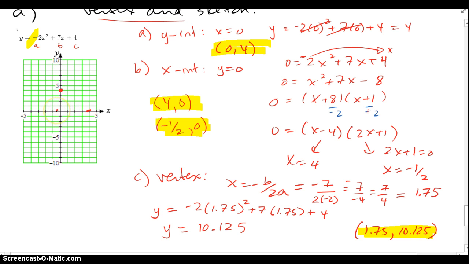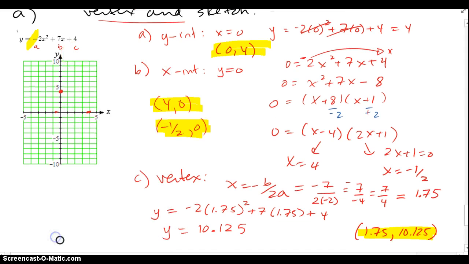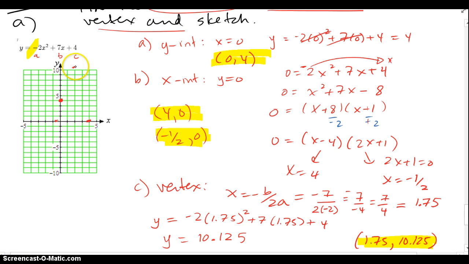So right there. It's not cooperating. There we go. It's good enough. And then vertex 1.75, so between 1 and 2, closer to 2, and a little bit above 10. So I'm just going to guess and say it's somewhere over there. So I got my vertex up above, 1.75 to the right, and just barely above 10.